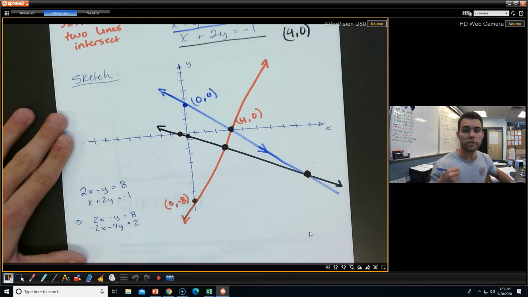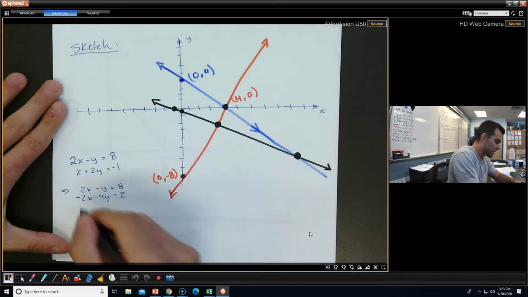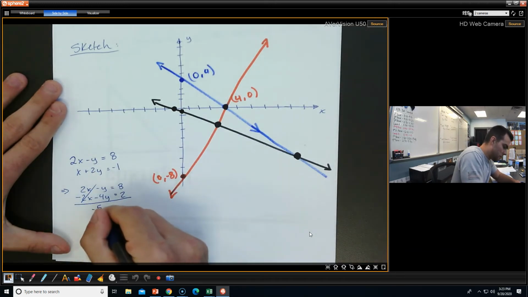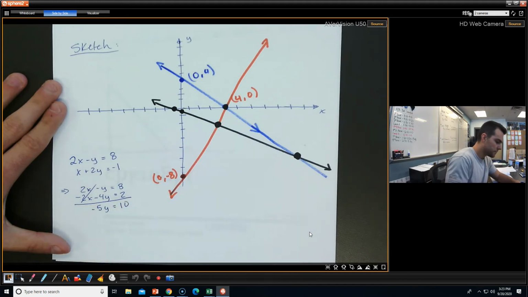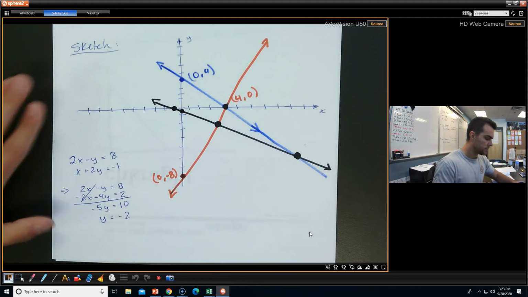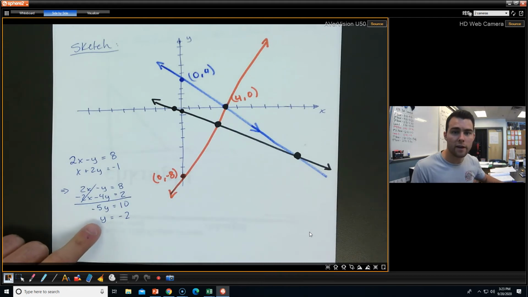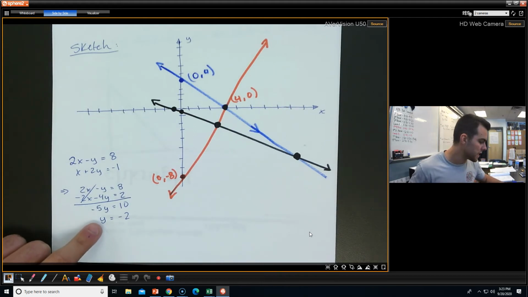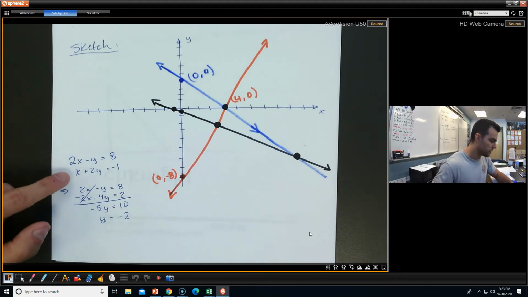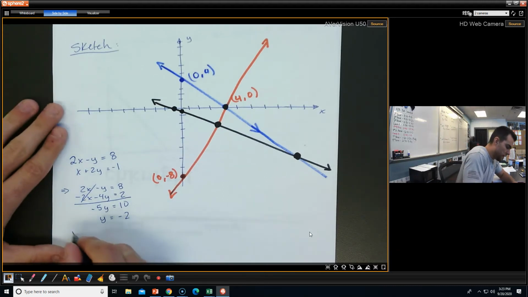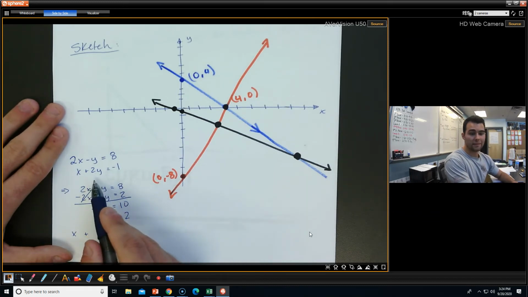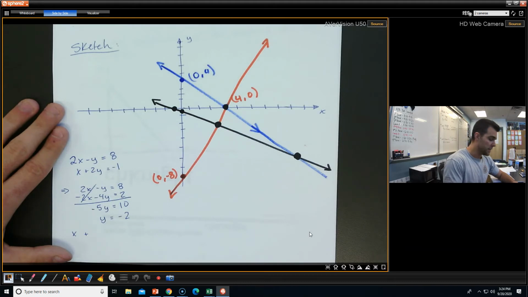And now we just have to combine by adding. I go ahead and do that. I get negative 5y equals 10. And now y equals negative 2. And so now, if I want to find my x-coordinate, I just take this value and throw it back into one of these equations. So I'm going to do that for the second one. So I do x plus, well, it's negative 2 times 2, so it'd be negative 4.